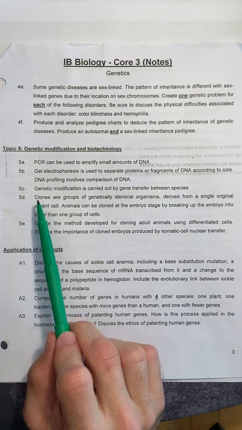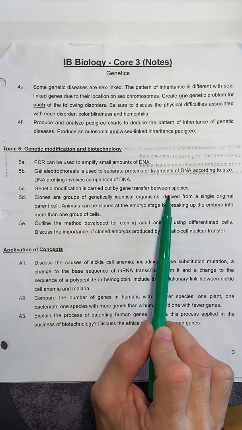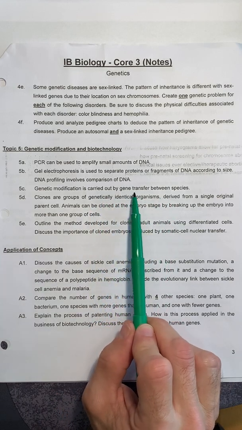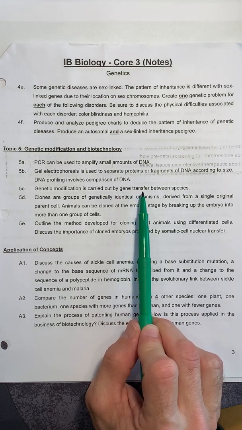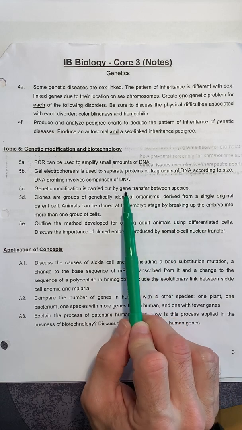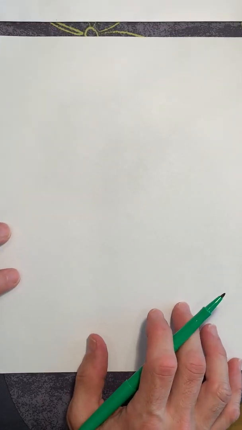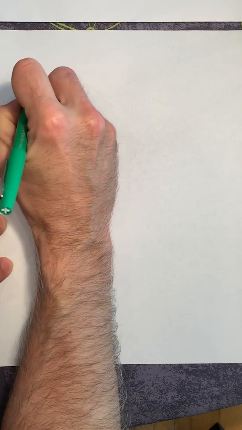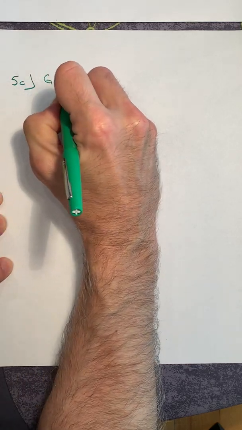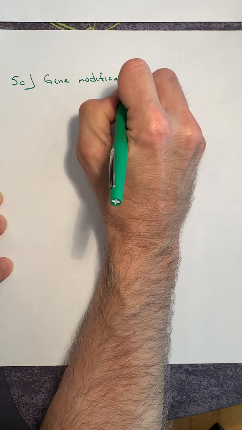So 5C says genetic modification is carried out by gene transfer between species. All we're doing here is taking DNA from one organism and transferring it to a different species. Thus, gene transfer: moving DNA from one species to another. This is the foundation of work with GMOs, and it is something that you need to be very, very comfortable with because a lot of our society does not understand how this works.